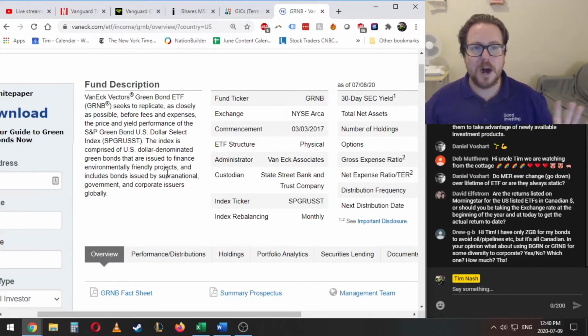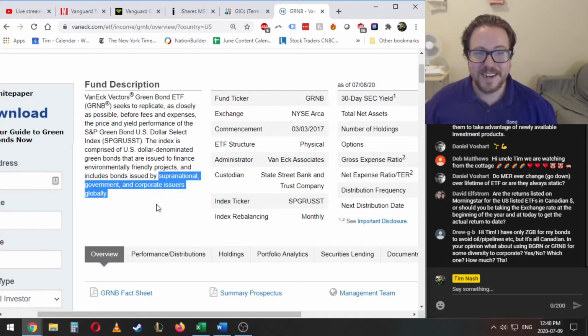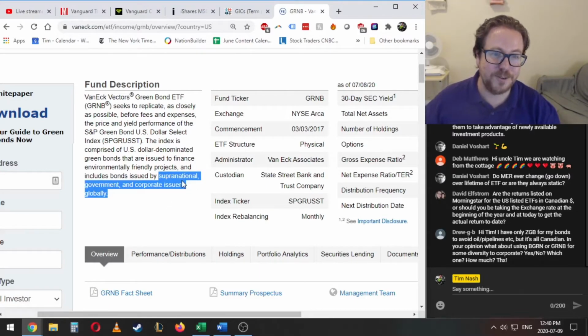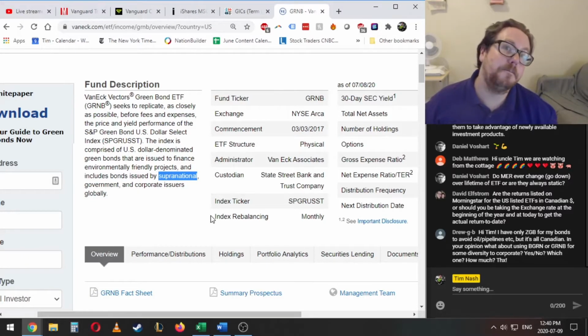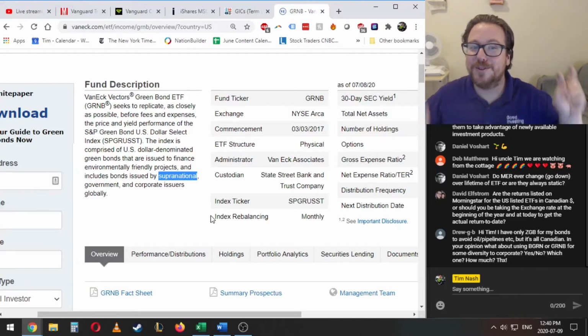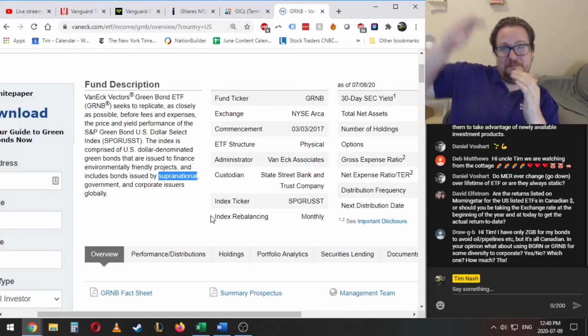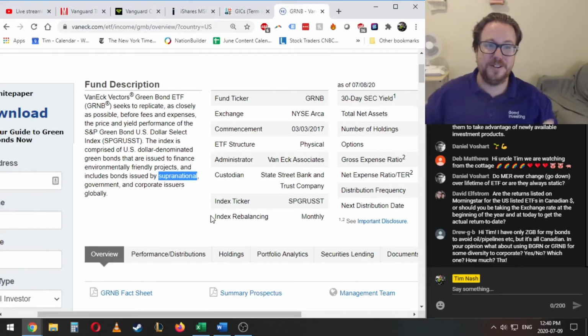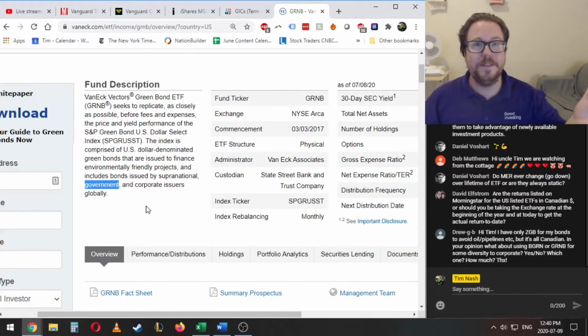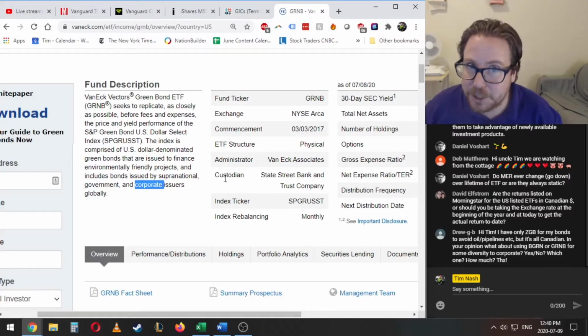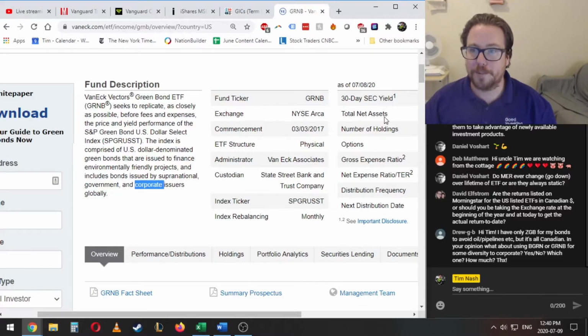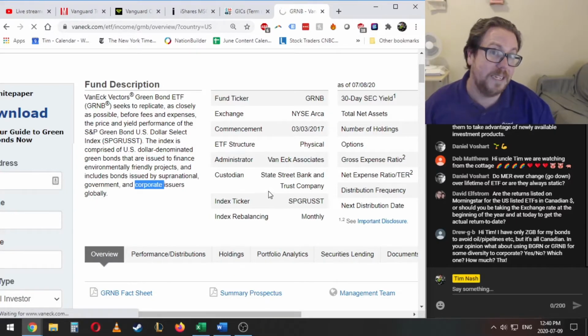You can see here it includes bonds issued by supranational, government and corporate issuers. So supranational, these are going to be things like the European Investment Bank, right? The World Bank. Those are supranational. They are beyond national and include a bunch of different countries. Governments obviously are going to be different countries around the world, and corporate issuers. So these are going to be corporate bonds in here as well, but they're just going to be green bonds.